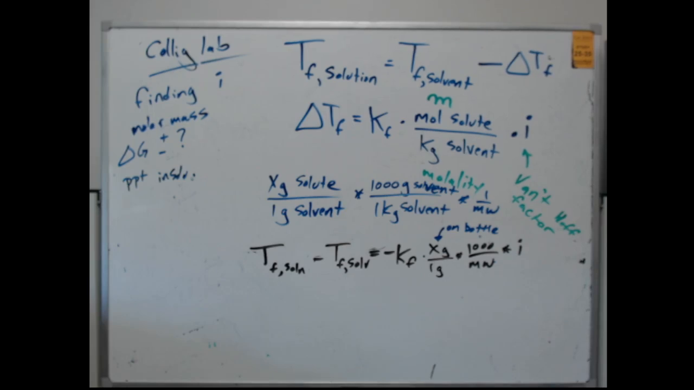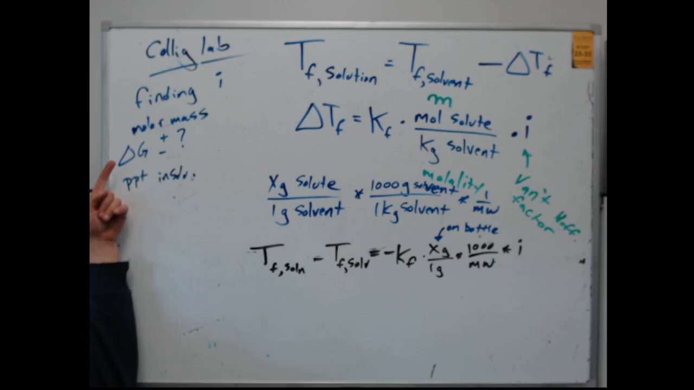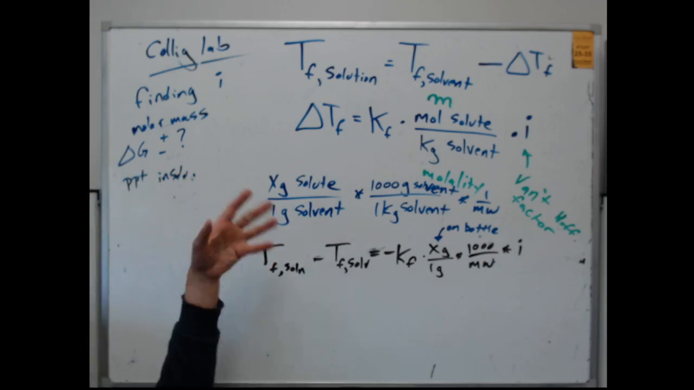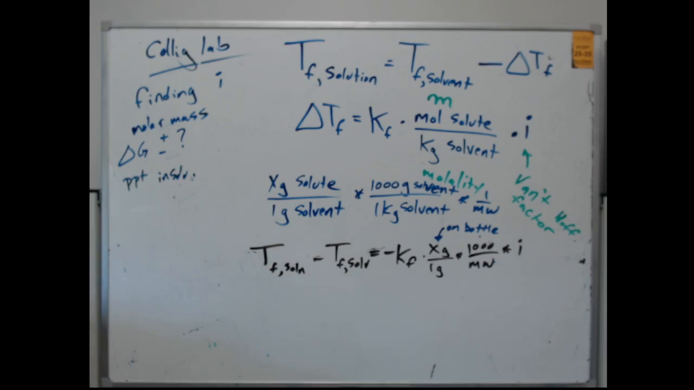So that's what we're doing. That's kind of why I looked at this and was like, finding I and molar mass, those are really the same problem, right? They're the same problem. It's just how we're rearranging this information and how we're understanding what's going on. So, questions about that?